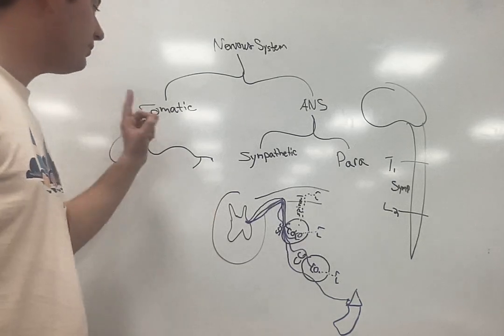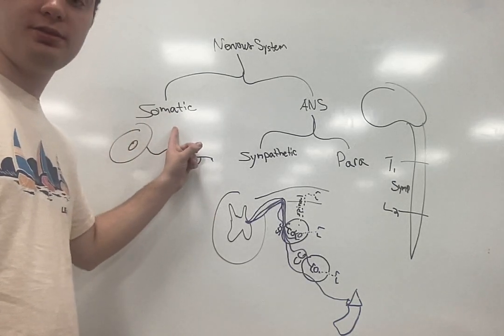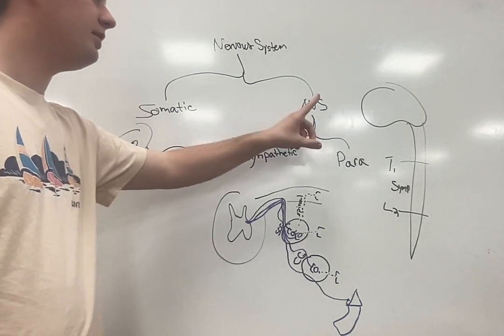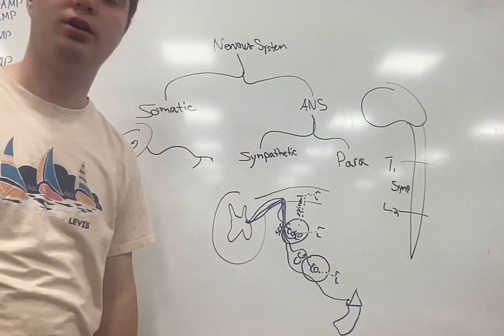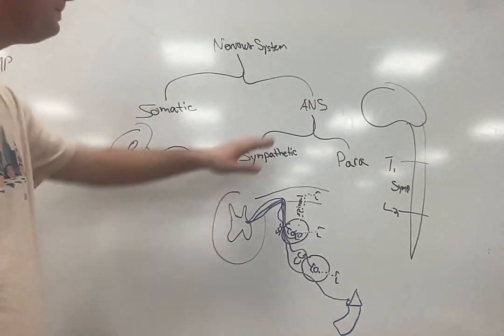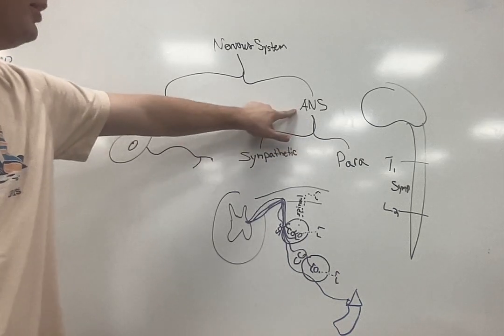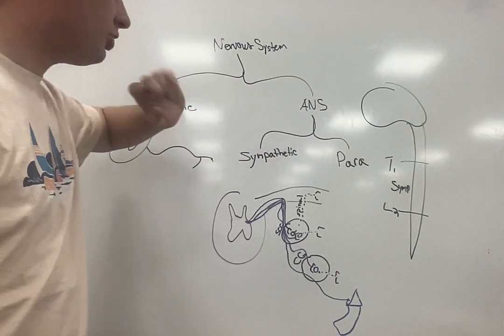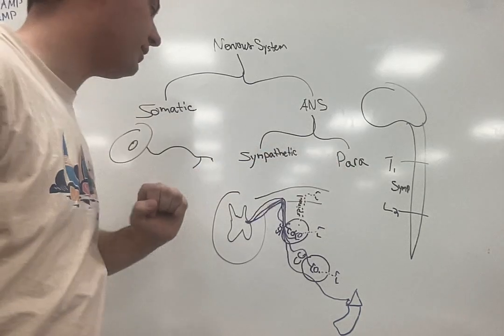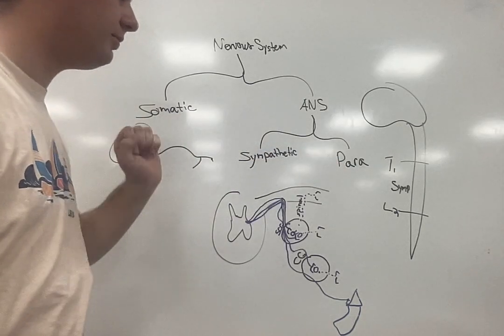Now, I have voluntary control over this because these go straight to the skeletal muscle. These guys, they're in charge of smooth and cardiac muscle, right? And so my autonomic, or automatic, if you need help remembering, is in charge of the sympathetic and parasympathetic. We'll start off with sympathetic here, right?